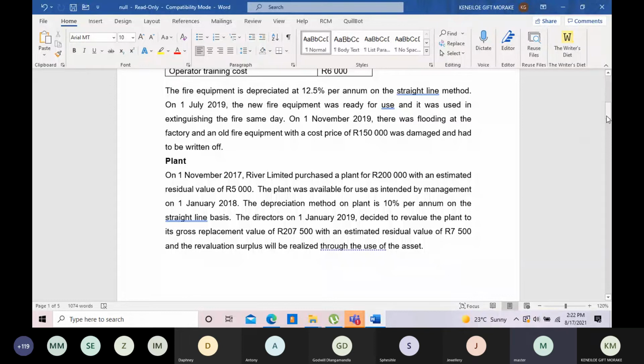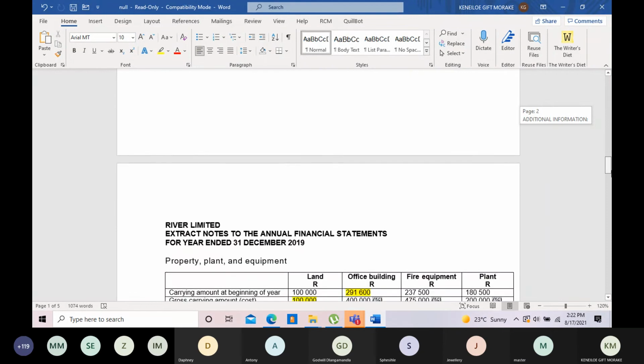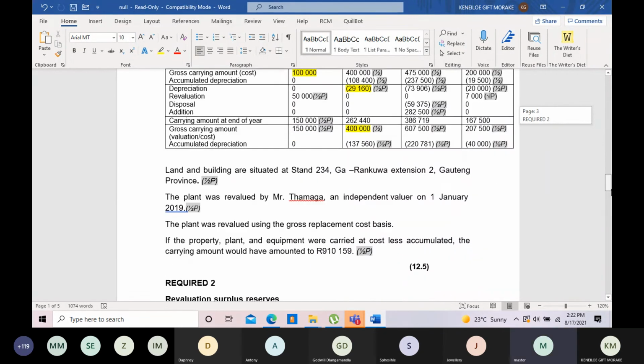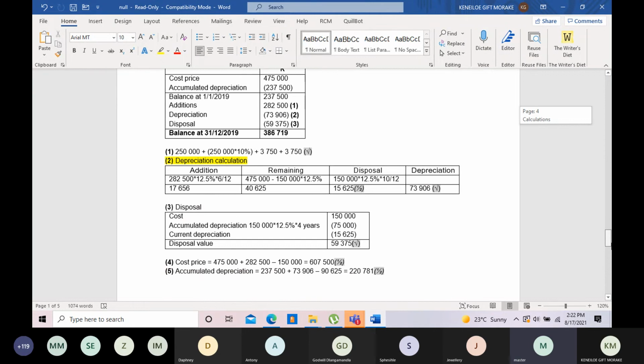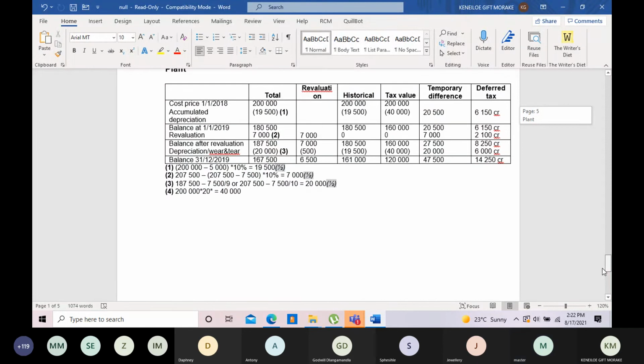Okay, so that 500 there, you're going to get it by saying 20,000 minus 19,500. Let me go back and confirm that. You see here, you have this balance here, it is 19,500 minus this one, 20,500. You look at the 500, which is here in brackets, just by taking this depreciation and subtracting this one, you get the 500.